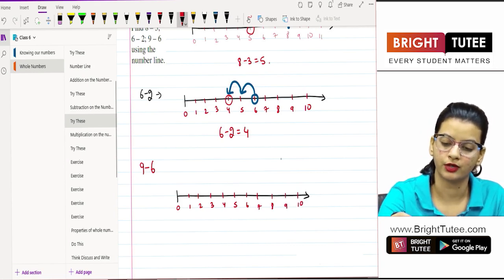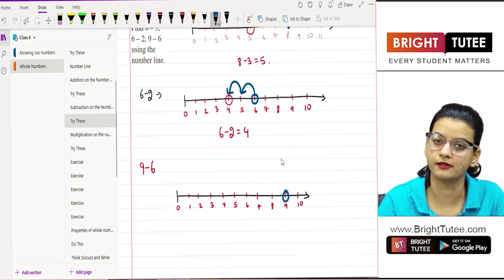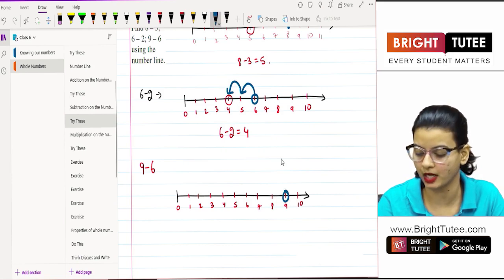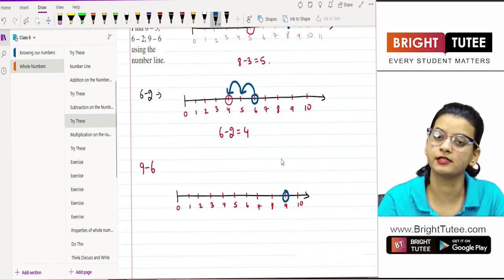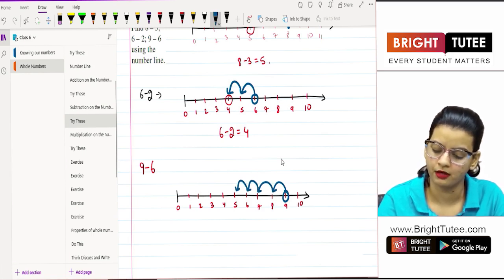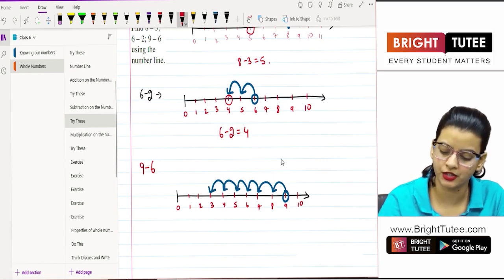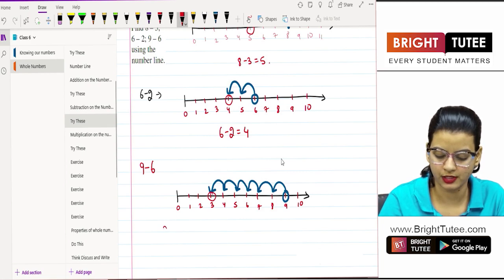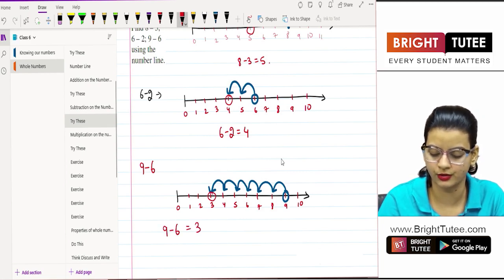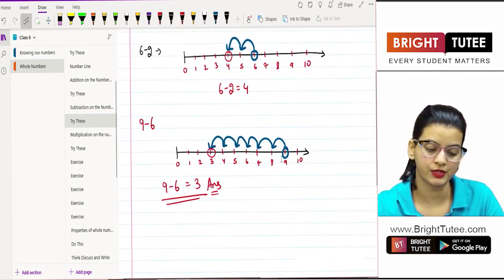Okay. So what I will do, again I'll start making jumps. I have to subtract 6 from 9. So I'll start my jump from 9 itself. And then I have to make 6 jumps towards the left. So this is my first jump, second jump, third jump, fourth jump, fifth jump and sixth jump. So where do I reach? I have reached at 3. So this means that 9 minus 6 is equal to 3. So this is my answer. So we have calculated the difference between two numbers using the number line.